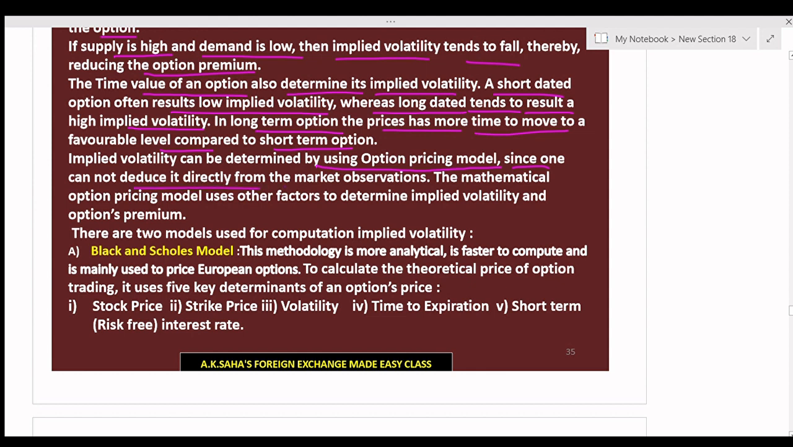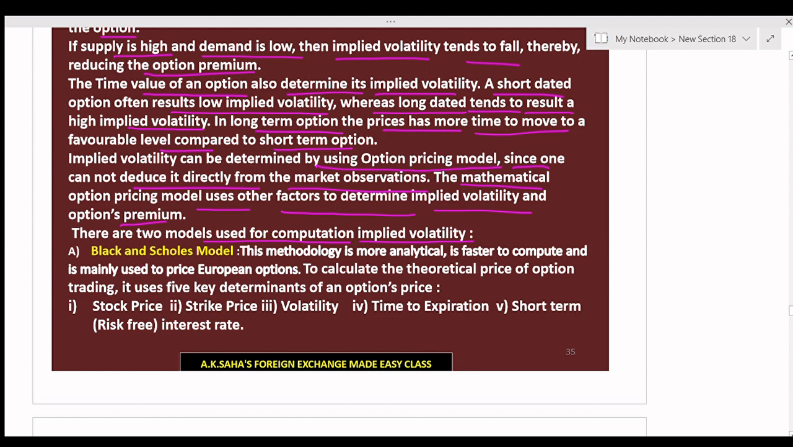Implied volatility can be determined by using an option pricing model, since one cannot deduce it directly from the market observation. The mathematical option price model uses other factors to determine implied volatility and options premium. There are two models used for computing implied volatility.